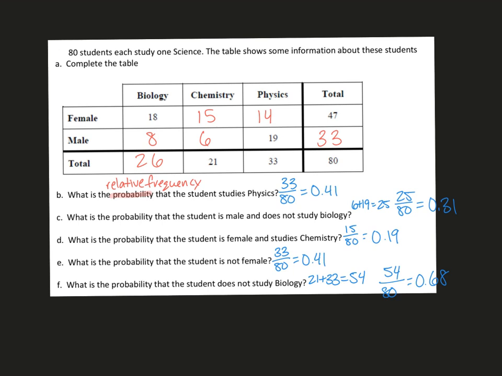So the probability a student is male and does not study biology. So here are all the students that are male. But we need to make sure that they do not study biology. So that means they did chemistry or physics. Because of that, I had to add the 6 plus 9 first to get that 25, and then I could divide by the 80 to get the relative frequency. I had to do a similar thing on F about students that did not study biology.